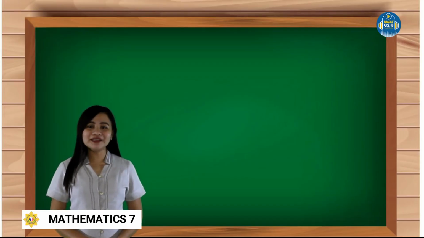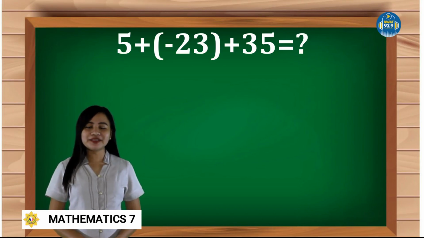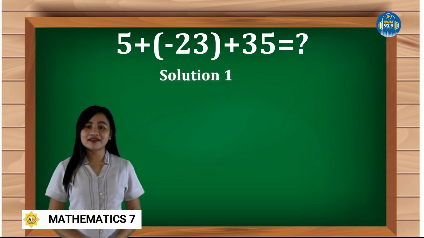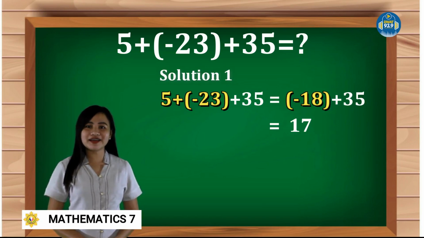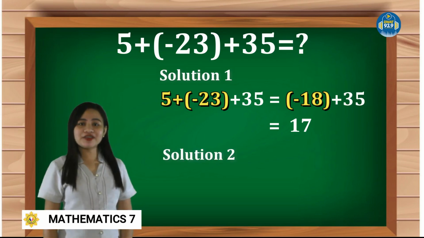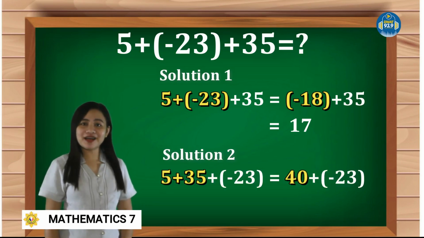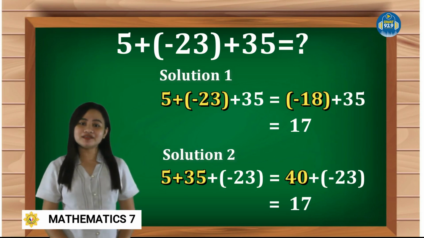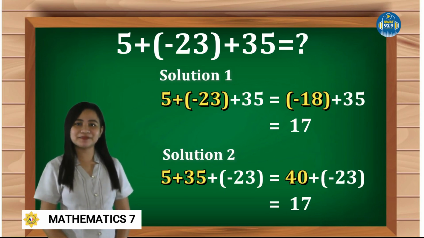In example number 1, 5 plus negative 23 plus 35. One way of solving this is by adding the integers from left to right. That is, we add 5 and negative 23. Then add the sum to 35. Another way of solving is that instead of adding integers from left to right, we add integers with the same sign. That is, 5 plus 35, and then the sum is added to negative 23. Either way, both solutions will yield the same answer, which is 17.